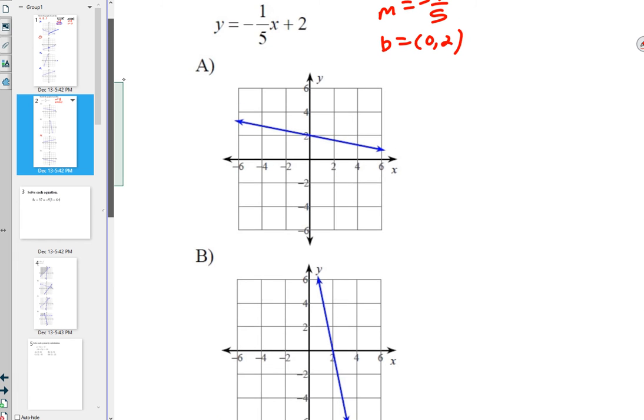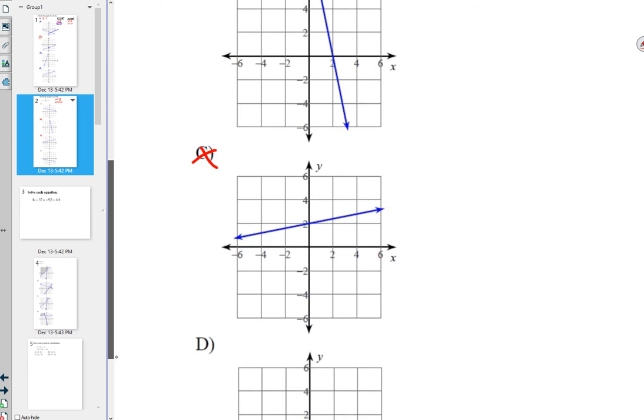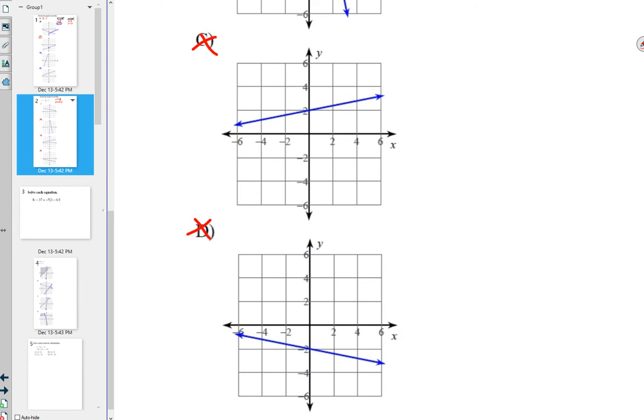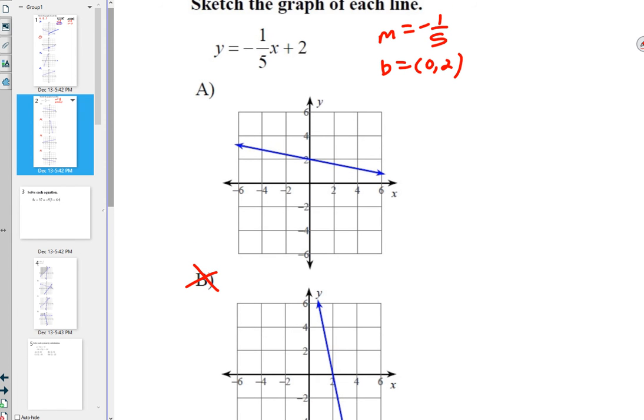I'd probably go to the y-intercept next, crossing at 0, 2. A is definitely crossing at 0, 2, so that's fine. B is not crossing at 0, 2, and neither is D. So the only one really that it could be is A, but if you wanted to see the slope, a slope of negative 1 over 5 goes 1 up. They're counting by 2 here, but it goes 1 up and then 5 to the left, or 1 down and 5 to the right. Rise over run.